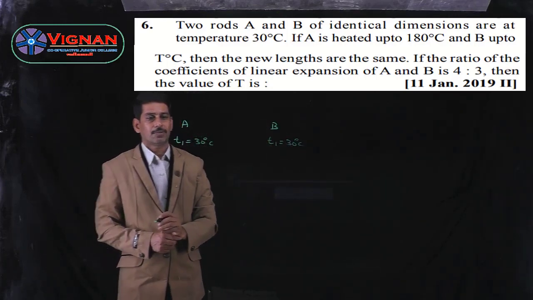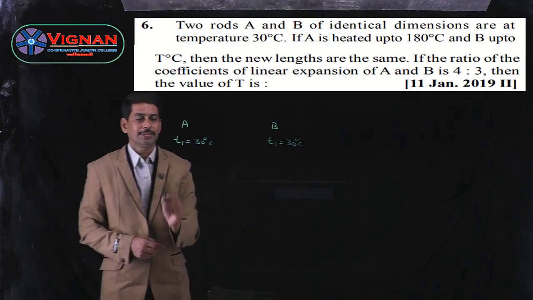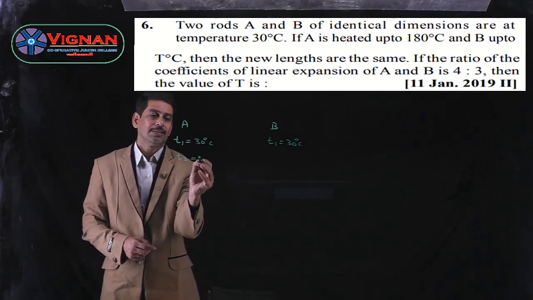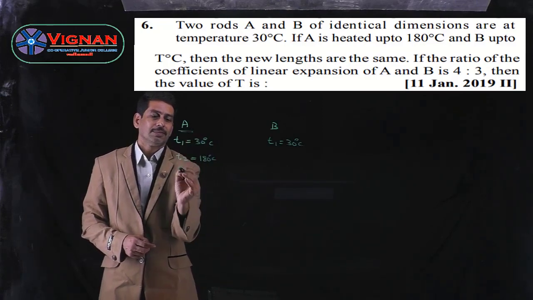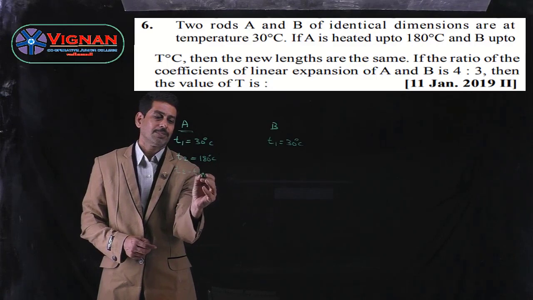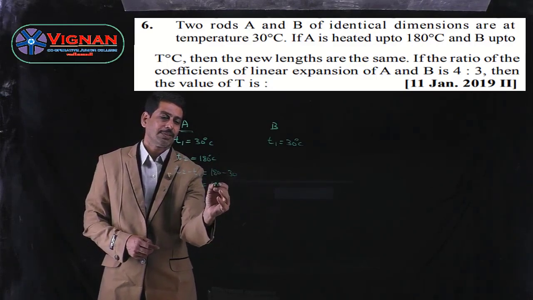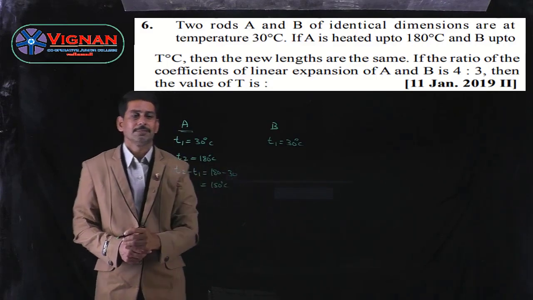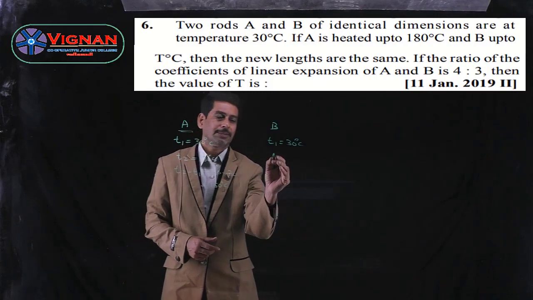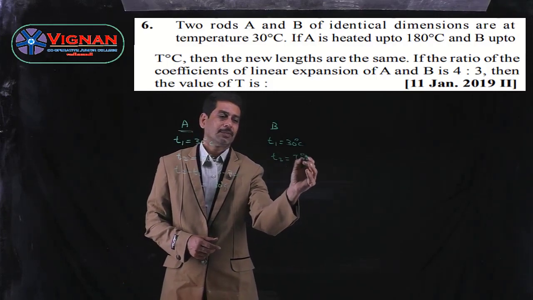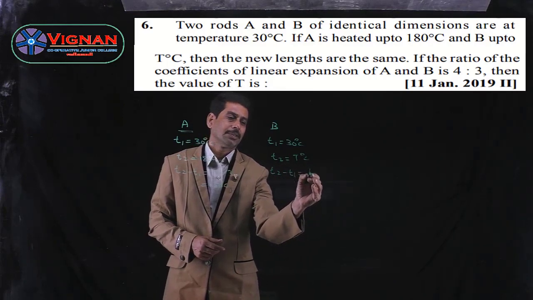And both rods have the same dimensions. A is heated up to 180 degrees centigrade. So for rod A, the final temperature is 180 degrees centigrade. So here T2 minus T1 becomes equal to 180 minus 30, that is nothing but 150 degrees centigrade. Whereas B is heated to a temperature of T degrees centigrade, so here the change in temperature T2 minus T1 becomes T minus 30.